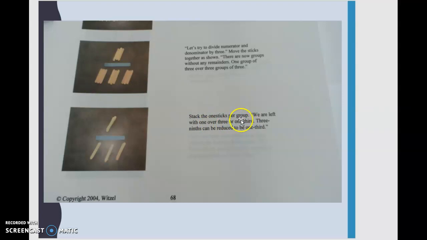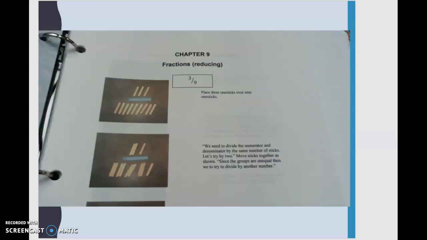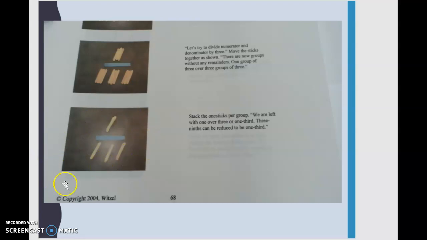Stack the 1/6 per group. So you would stack up the 1/6 right here, and stack up the 1/6, 1/6, 1/6. We are left with 1/3. 3/9 can be reduced to 1/3. So you started with 3/9, right? And then you taught them how to reduce it. How cool is that? I just thought they were awesome.